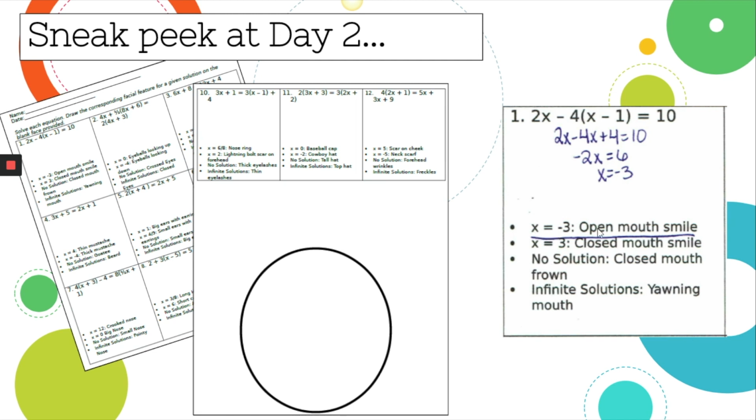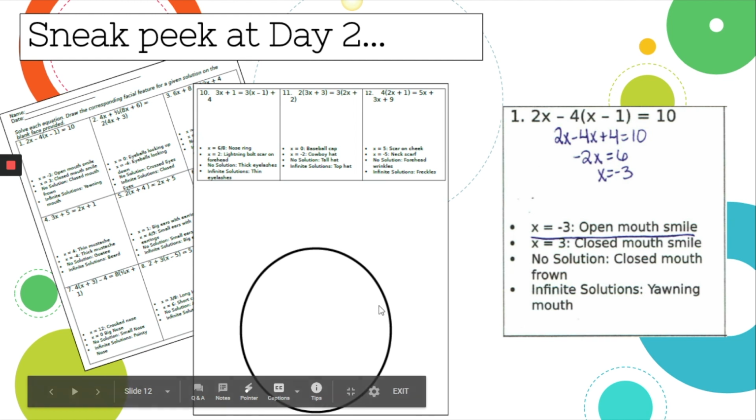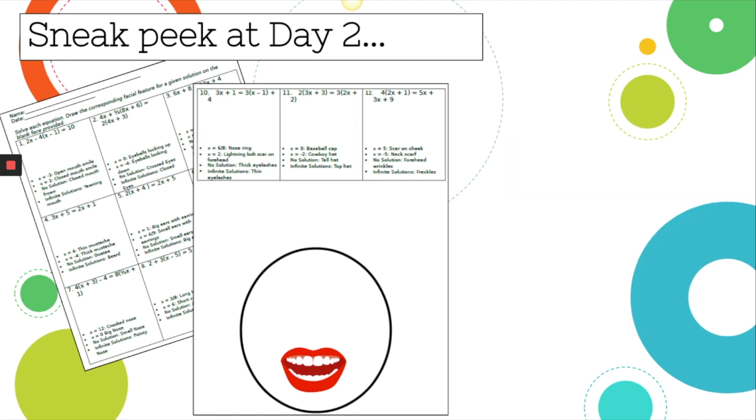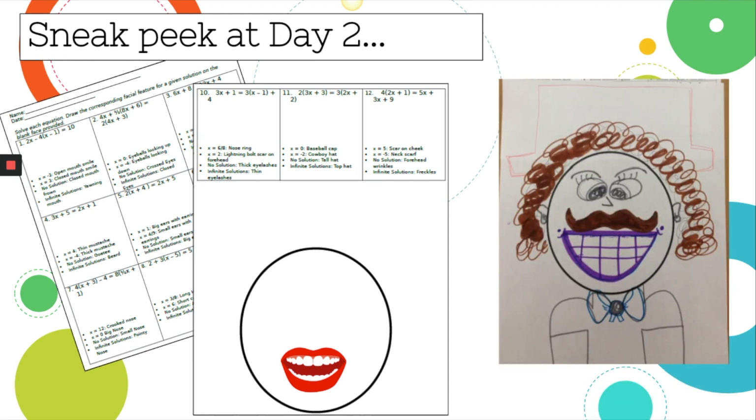So if x equals -3, on my face that I have here at the bottom of the second page, I'll draw an open mouth smile. Cheese. Okay, and as they continue to work through the worksheet, it's almost self-checking because they can see if their answer's not there, then they'll know that they did something wrong and they can go back and self-check and self-correct. So this is an example of the answer key. Everyone's will look a little different, but they'll all have similar features.